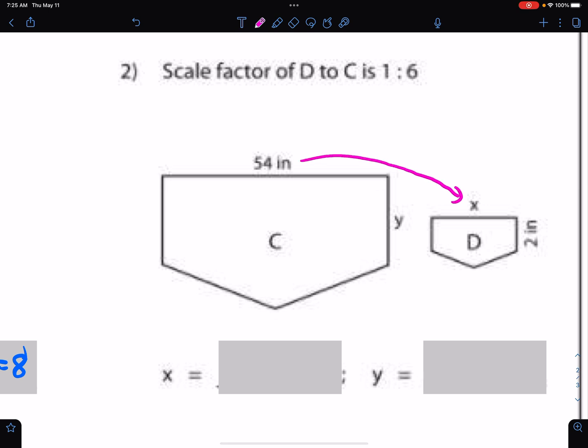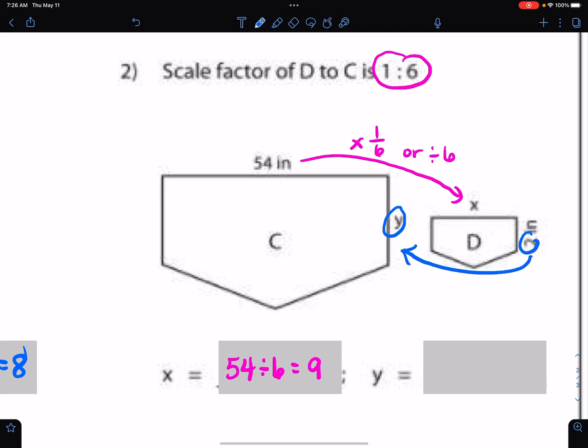Since the scale factor is 6 and it's getting smaller, going to the x, that would either be times 1/6 or divided by 6. So x is 54 divided by 6 equals 9. The y would be getting larger, so that's going to be times 6. So I am going to take whatever that number is, 2 times 6, and I get 12.